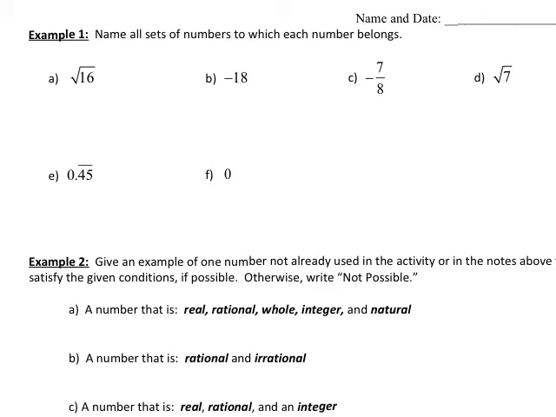So the square root of 16, if you recall, is 4. It could also be -4. So which sets do 4 or -4 fall into? Well, if we're looking at just the positive square root here, we would have to say that it's part of the whole numbers, and remember that does not have a special symbol for it. And we could also say that it is part of the natural numbers.